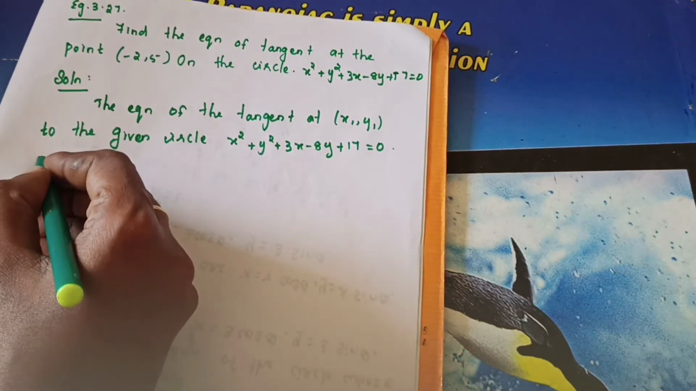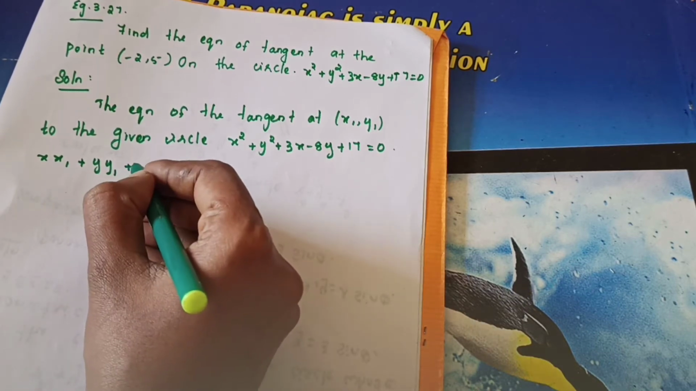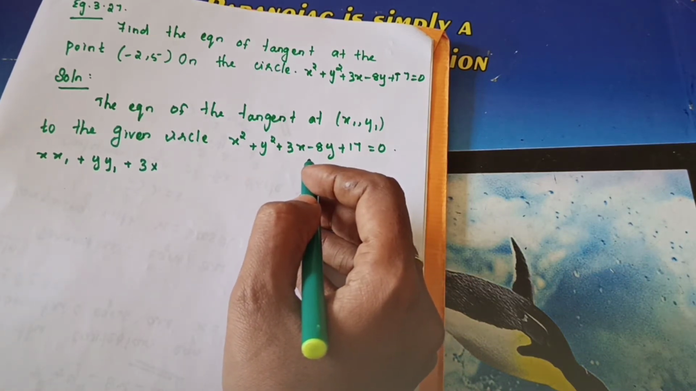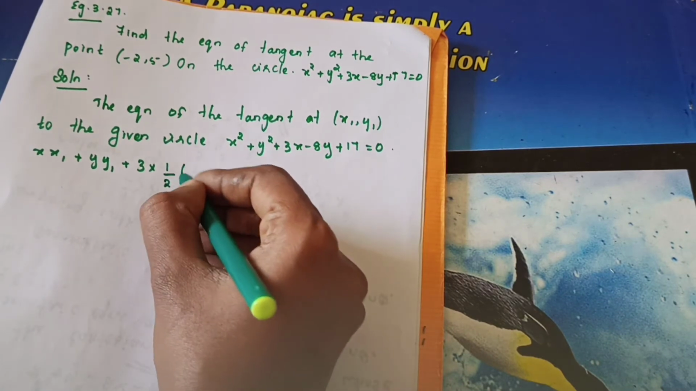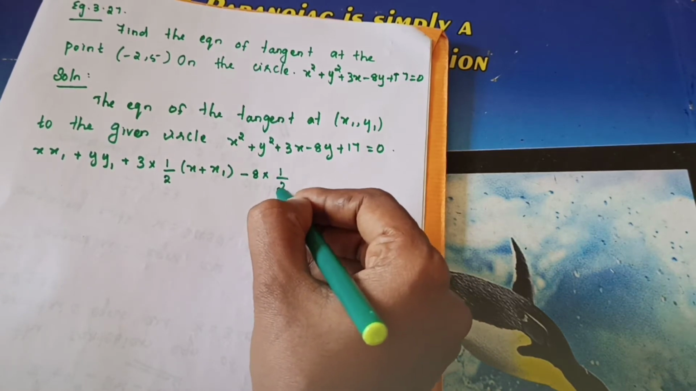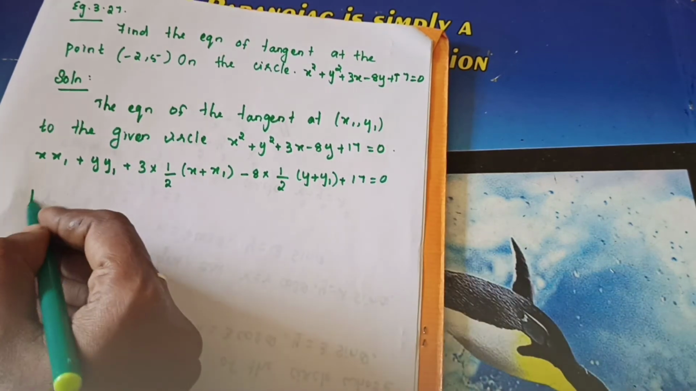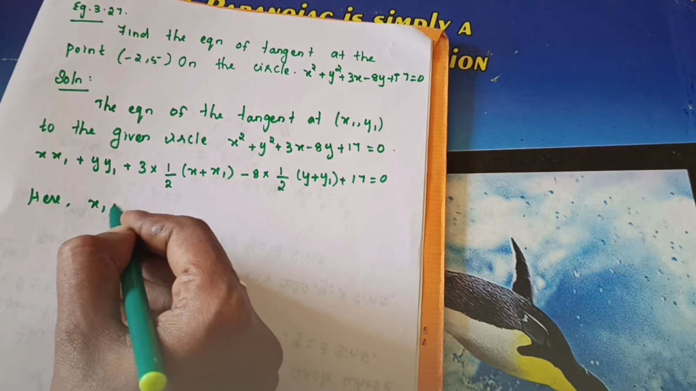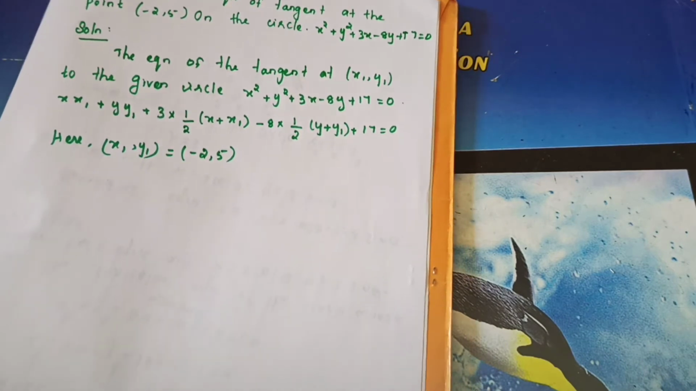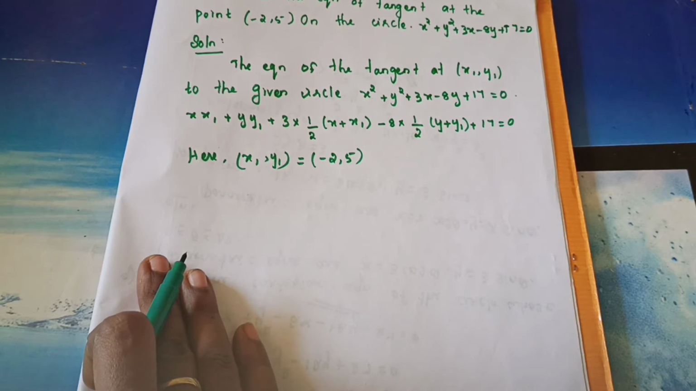So in the place of x square, what you need to put? x x1. In the place of y square, y y1, plus 3 into, in the place of x, what you need to substitute? (x plus x1) by 2. So 1 by 2 into (x plus x1). Then minus 8 into, in the place of y, 1 by 2 into (y plus y1), plus 17 is equal to 0. Here in this question, the point x1 y1 is given, minus 2 comma 5. It is given in your question. So in the place of x1 y1, you need to substitute this given value.